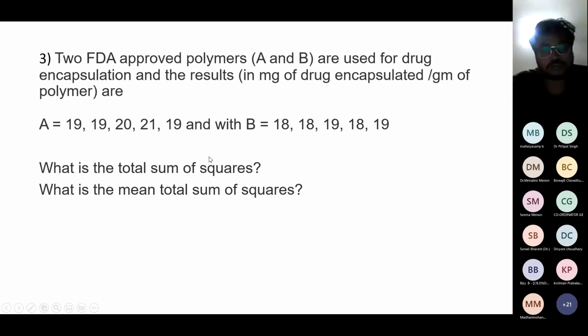Moving on. We are given the values for A and B. We are asked what is the total sum of squares for this data set and what is the mean total sum of squares.